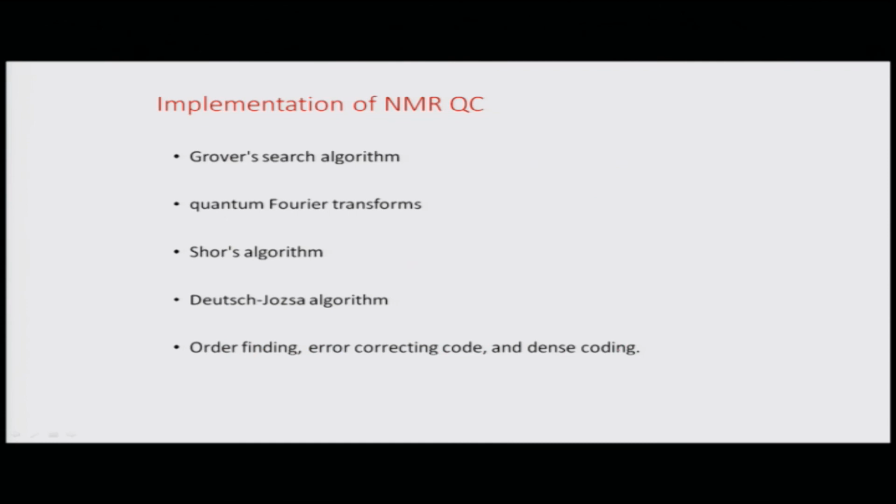It has been shown with NMR quantum computing. Grover's search algorithm has been shown, quantum Fourier transform has been shown, Shor's algorithm has been shown, the Deutsch-Jozsa algorithm has also been shown, order finding, error correction codes and dense coding have been shown.